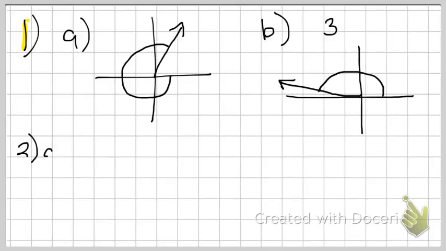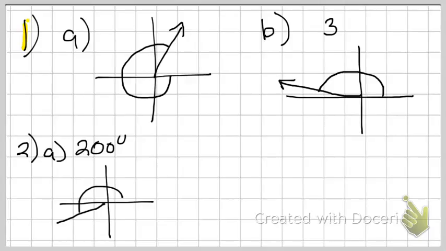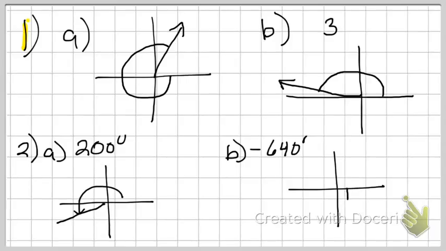Now number 2, part A, is 200 degrees. We sketch that in standard position. It's in the third quadrant just a little bit. Looks like that. Now B is negative 640 degrees. Again, we got to turn in the negative direction, and there's 360, and there is about 610, and a little more. We end up in the first quadrant. Should look something like that.